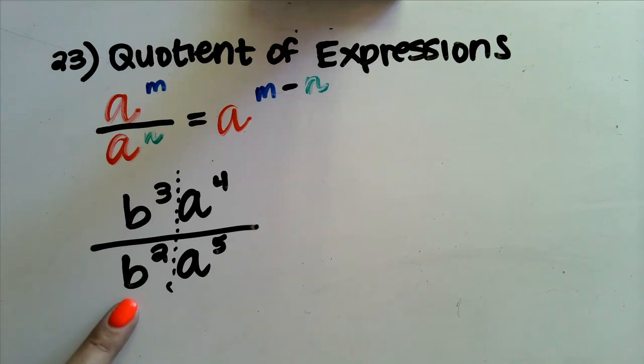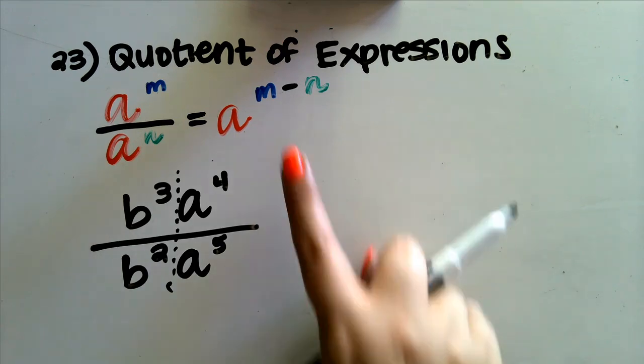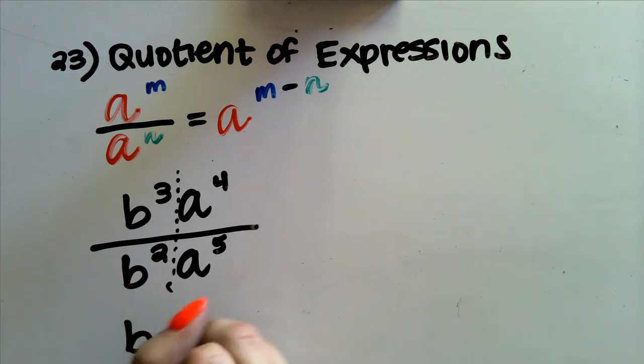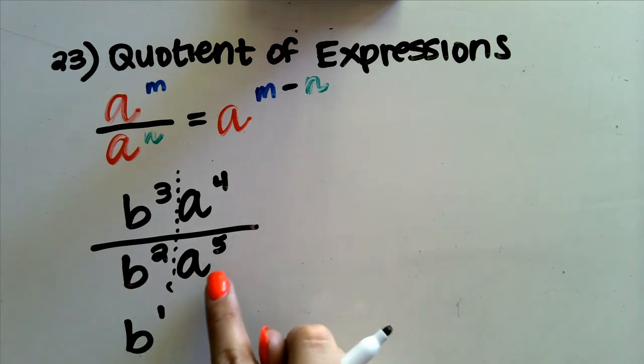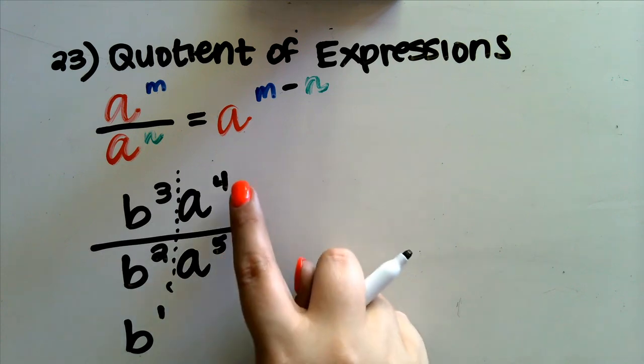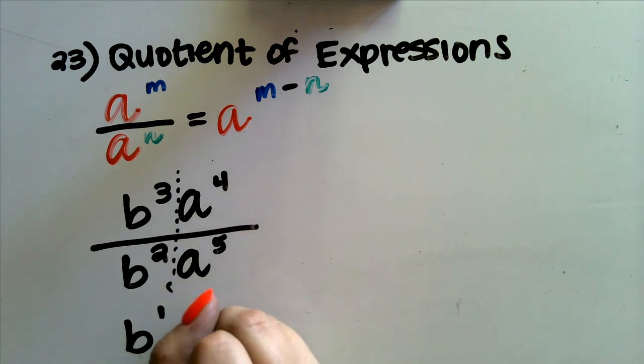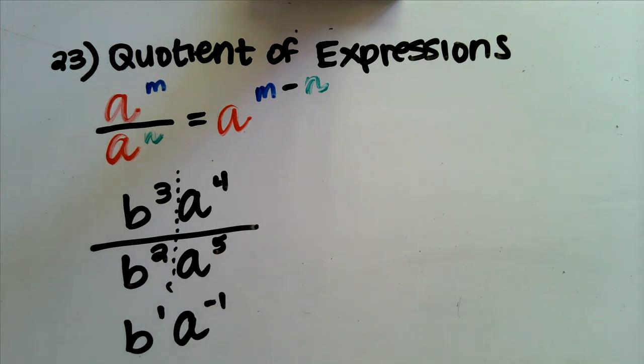Let's work with our b's first. b to the third over b to the second. Using that quotient rule, 3 minus 2, we are going to end up with b to the first power. Now we're going to do the same thing with our a's, but if we recognize here 4 minus 5, we're going to end up with a negative exponent.